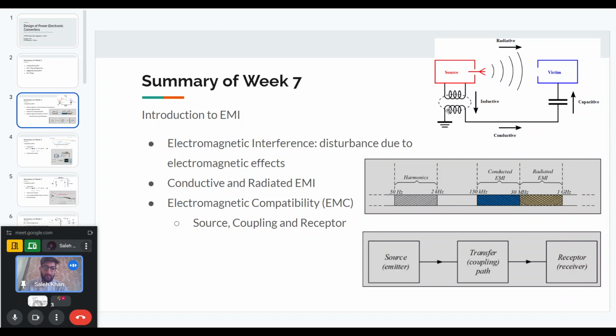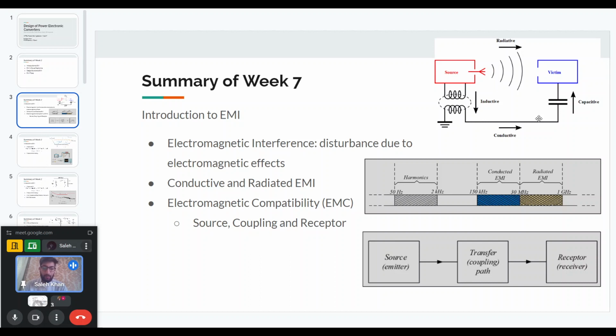For example, if there are changing currents, they will lead to magnetic fields, which will lead to induced currents in another circuit. So this would be an inductive type of conductive EMI. Similarly, if there are voltage differences between 2 points, there will be some parasitic capacitance between them, and if the voltage keeps on changing, it will lead to capacitive currents. And so these are the mechanisms of conductive EMI.